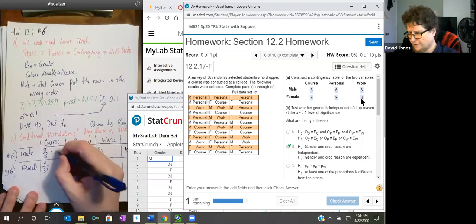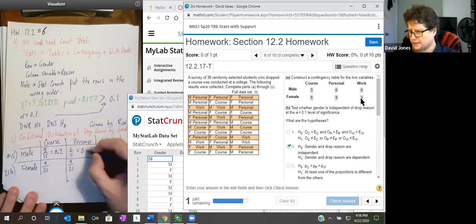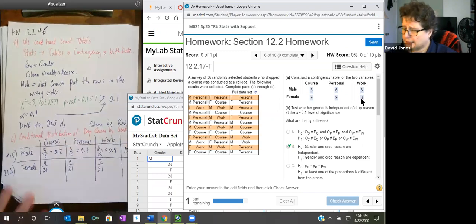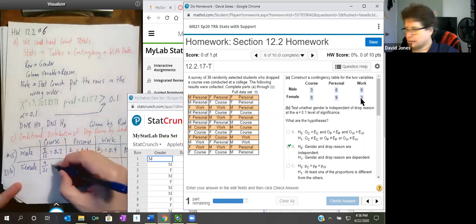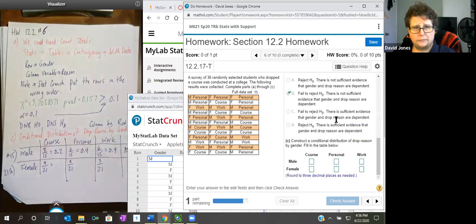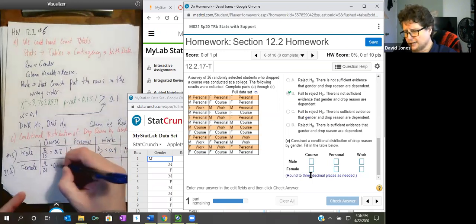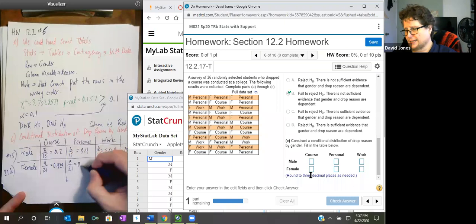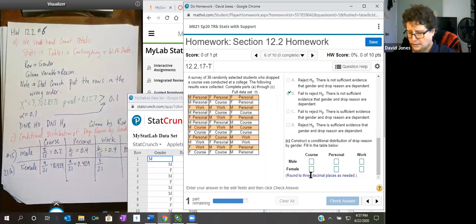I know 3 over 15 is 0.2. This is 0.4 and 0.4. I don't know the other ones very well, though. I think it's 0.42 on this first one. Close. How many decimal places did they want? 3 decimal places. The 3 decimal places is 0.429, which means that one is... And this is 0.143. Notice, each of these rows adds to 1.